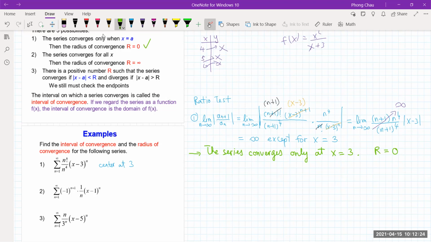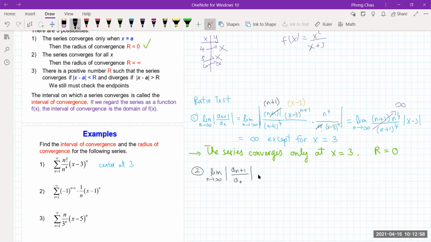Now let's look at number 2. For number 2, we have this alternating series with the negative 1 there, but still we're not using the alternating series test. We still use the ratio test for all of them. Now example 1 has no endpoint, so we don't have to do that. And let's check it out for number 2.